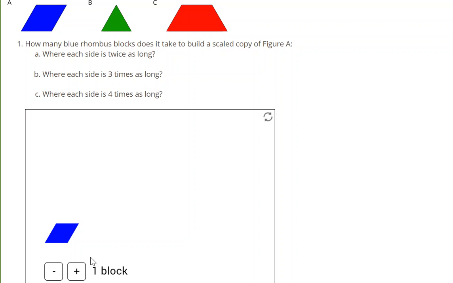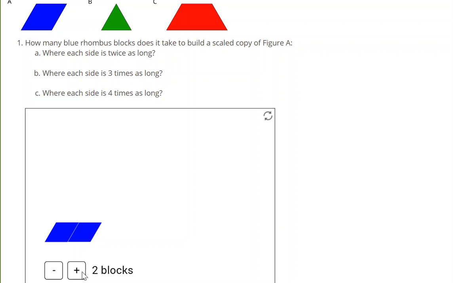So I'm going to use this little applet down here, and I'm going to recreate this rhombus so that it's twice as long. So there's 2 blocks, but I can't stop here because I've only increased the width by 2. I've not increased the height by 2. So I'm going to continue to add blocks. And now I can see that I have a rhombus that has been increased in both directions, both horizontally and vertically, by 2. So number 1A, where each side is twice as long, it took us 4 blocks to create that. So for number 1A, you need to write 4.